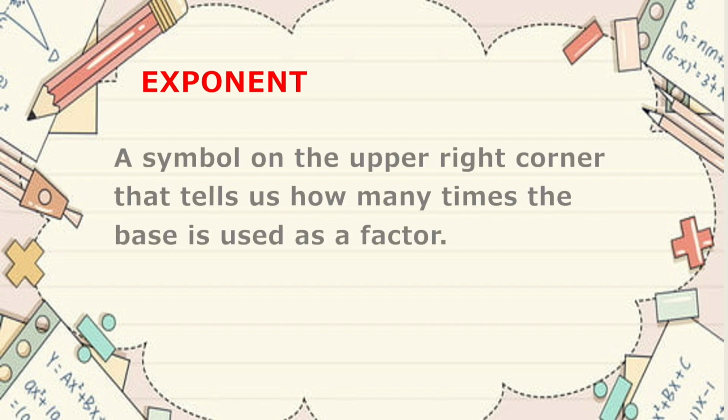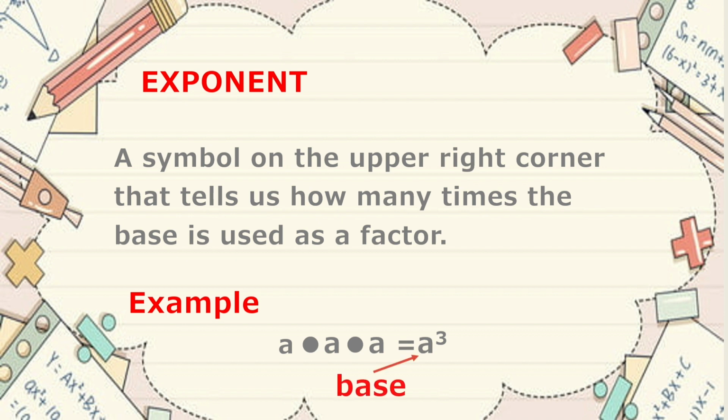An exponent is a symbol on the upper right corner that tells us how many times the base is used as a factor. For example, we have a times a times a is equal to a raised to 3. A here is called the base and 3 is called the exponent.